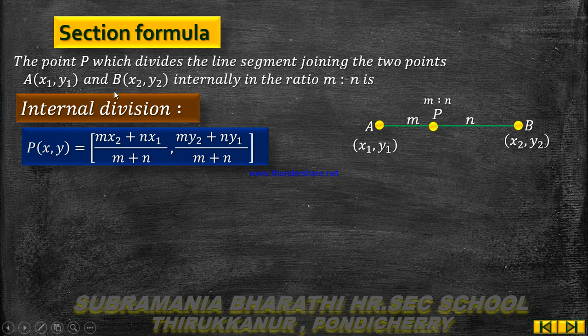Suppose P divides the line segment A and B externally in the ratio m is to n, then the plus sign has to be changed to a minus. Externally means minus, internally means plus. That's all, there is no other difference.